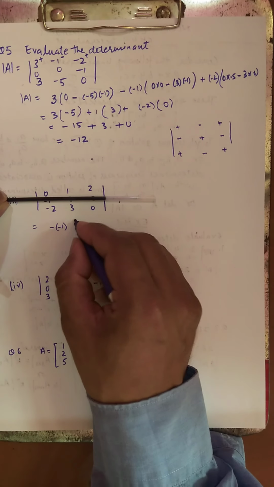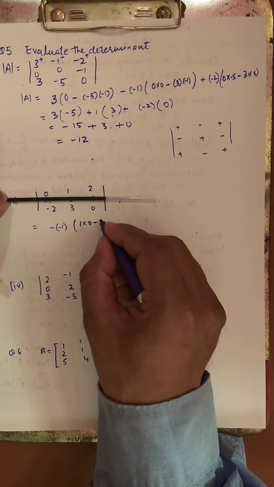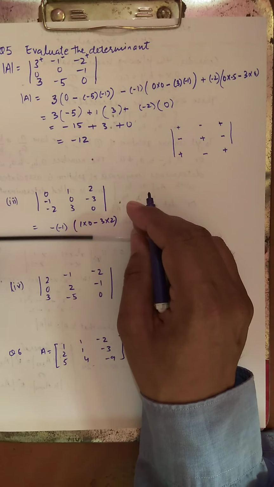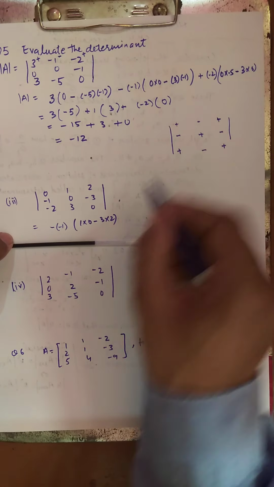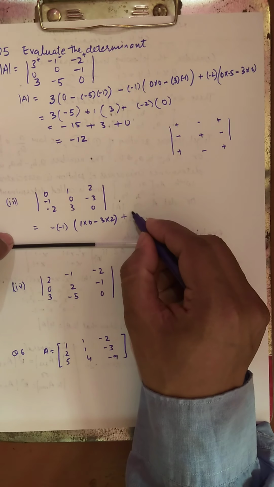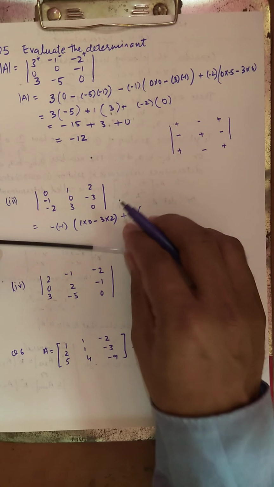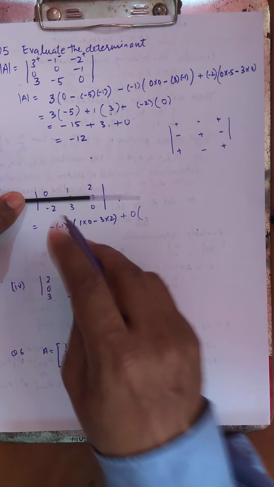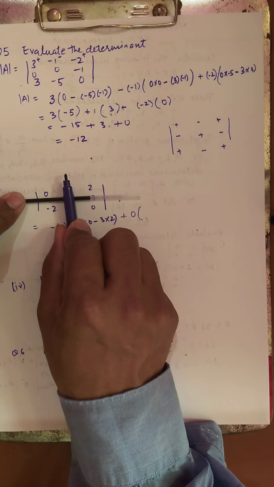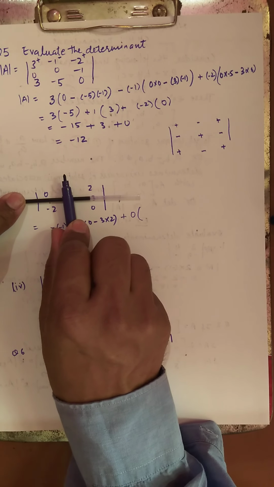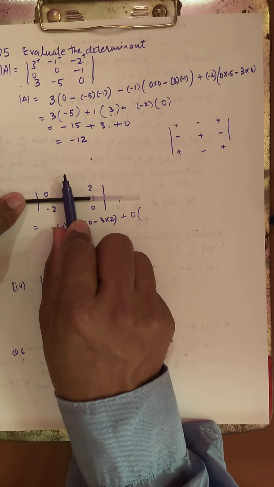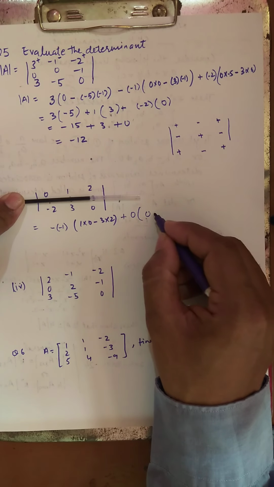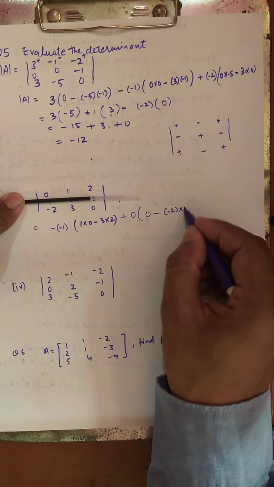So do the cross multiplication: 1 into 0 minus 3 into 2. Then come to the next, which is plus, and this element is 0. Now put the bracket. Again hide row 2 and column 2. If you hide this, you are left with 0 2 minus 2 0. This is a 2 cross 2 matrix left. So do the multiplication: 0 into 0 minus minus 2 into 2.